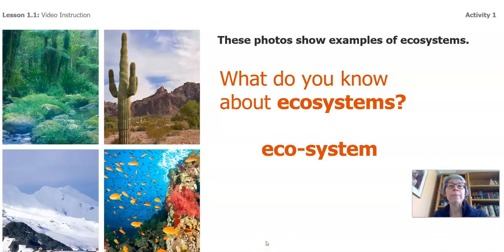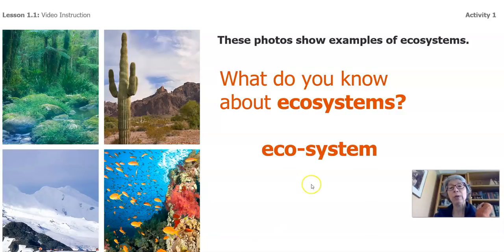So we're going to get started by taking a look at some photos that show examples of ecosystems. What do you know about ecosystems? You may already know a lot, and some of you may not know a whole lot, but I am a person that really likes to look at words. So let's take a look at this word, eco and system. Now, a system is made up of individual parts that, when you bring them together to work together, make a whole. Individual pieces that when they're brought together, make a whole.